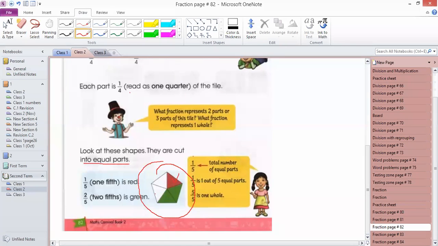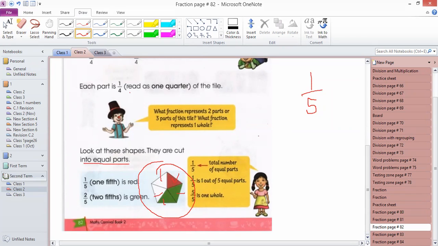First, you should know into how many equal parts this pentagon has been divided. So 1, 2, 3, 4, and 5. There are a total of 5 equal parts. So the denominator is 5, and for the numerator, because you want to write a fraction for red, there is only one red portion, right? And how will you write it?